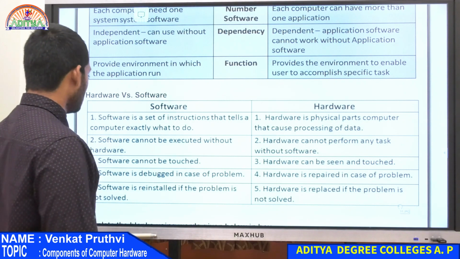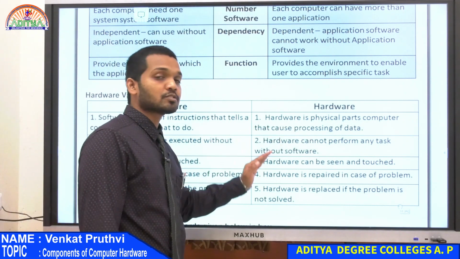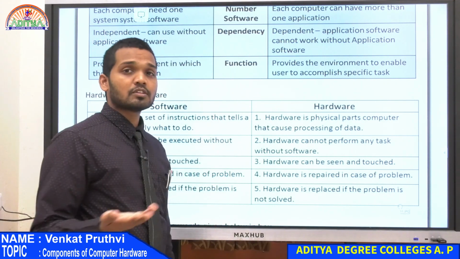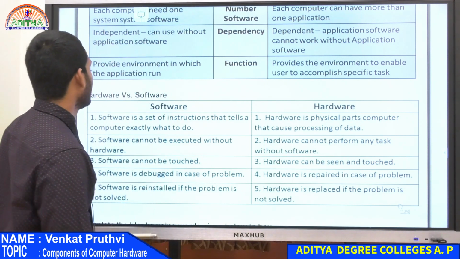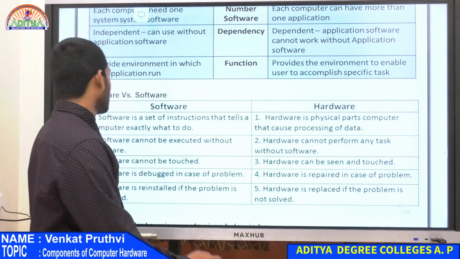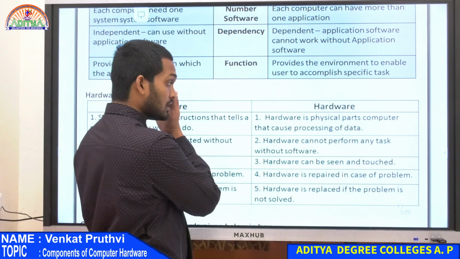Okay. Software cannot be executed without hardware. Hardware cannot perform any task without software. Even if you have the hardware and if you don't have the required software to work, then it is of no use having that. The same way, if you don't have the hardware, then where will you install the software? So the next thing is software cannot be touched, hardware can be seen and touched.